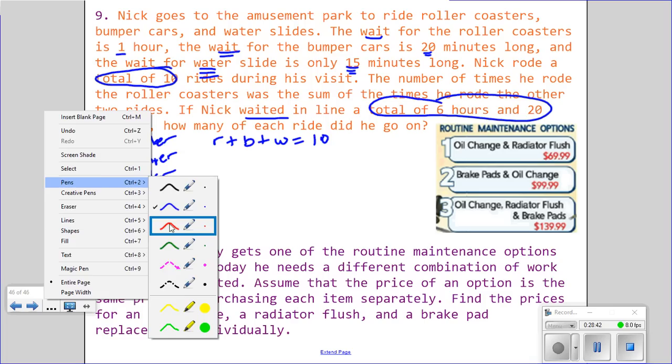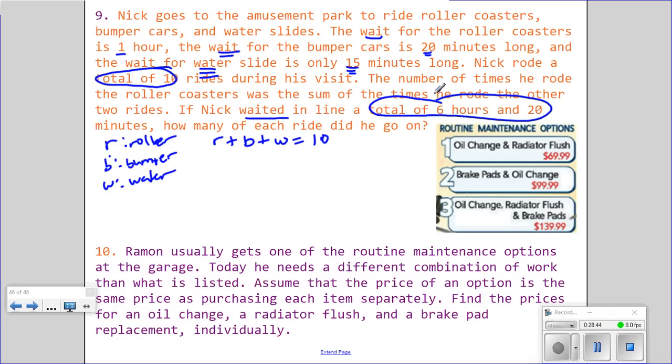So we know that there are 60 minutes in an hour. So he has 6 times 60 minutes because he waited 6 hours. And then plus 20. So 6 times 60 is 360 plus 20. So he waited a total of 380 minutes. Okay. Make sense? All right.